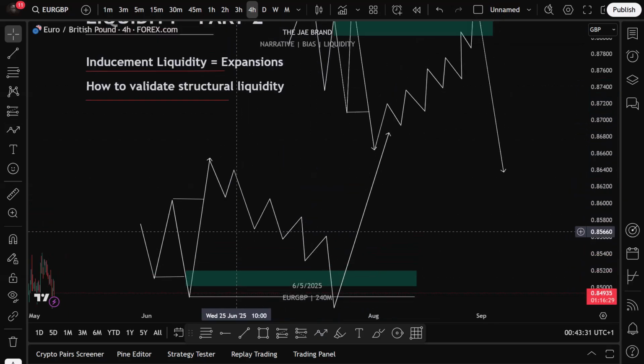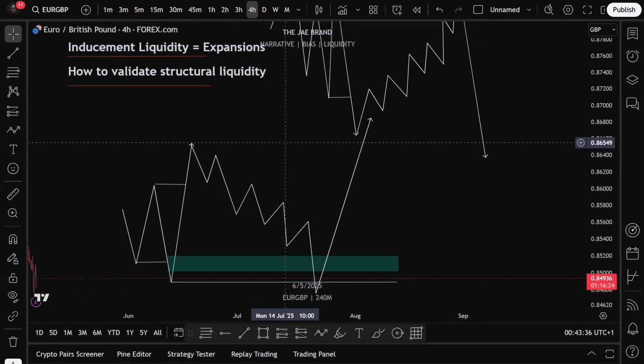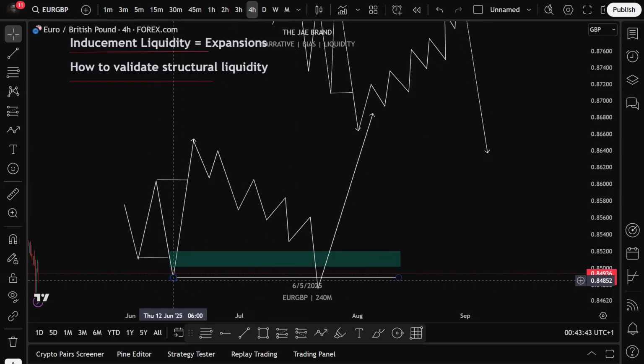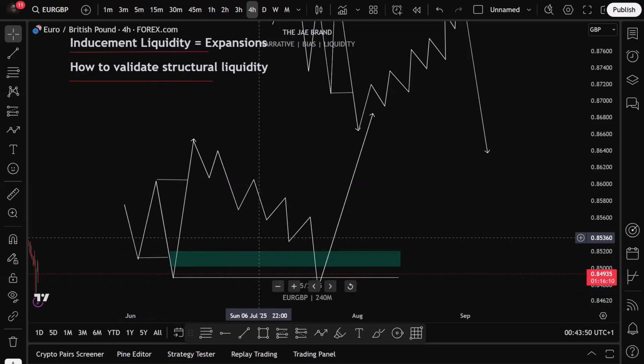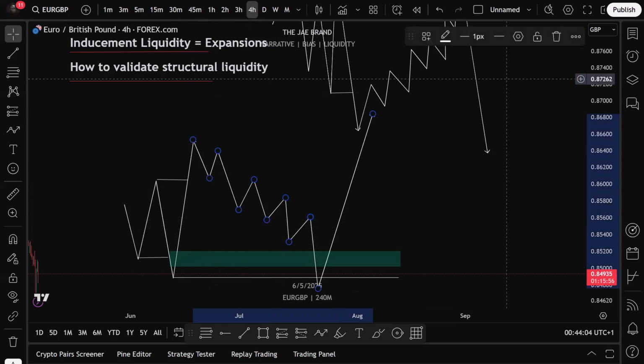So this is everything you need to know about inducement liquidity. If there is no structural liquidity, expect that your protected low, or your area of invalidation, will be taken off. This is not a holy grail form of strategy, but it will save you from taking unnecessary losses, because you should already anticipate that this low will be induced without the presence of a structural liquidity.